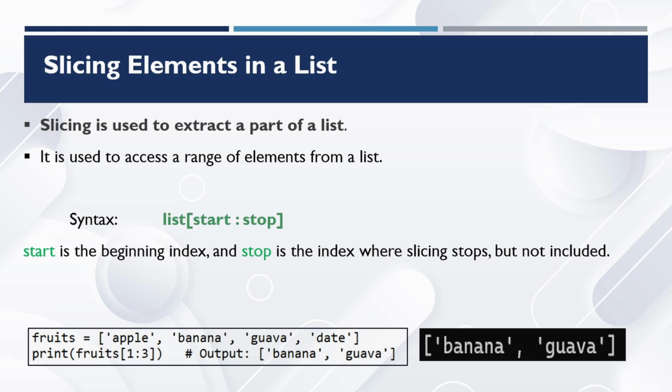Let us now discuss slicing elements in a list. Slicing allows us to extract a part of a list. Slicing is used to access a range of elements from a list. Here is the syntax: list name, then start and stop index within square brackets. In this example, we slice from index 1 up to 3, but not including index 3. So the output is banana and guava only.